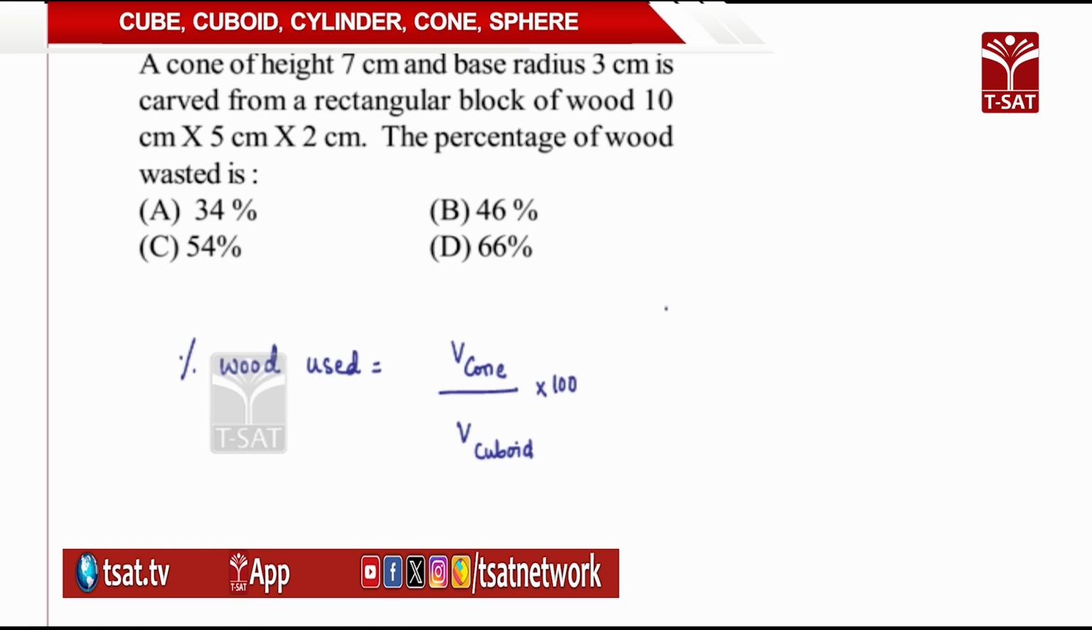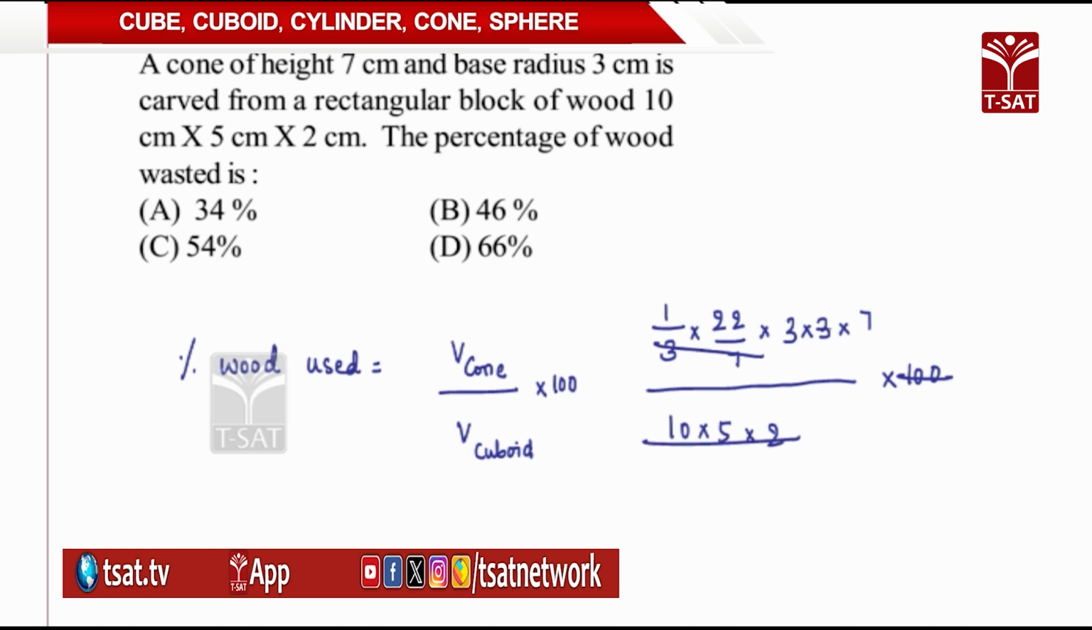Cone volume is 1 by 3 pi, pi means 22 by 7. Radius is 3, therefore 3 square. Height is 7. Divided by cuboid is 10 into 5 into 2, into 100. So 100 cancel. This 21 cancel. So there is 66% of the wood used.